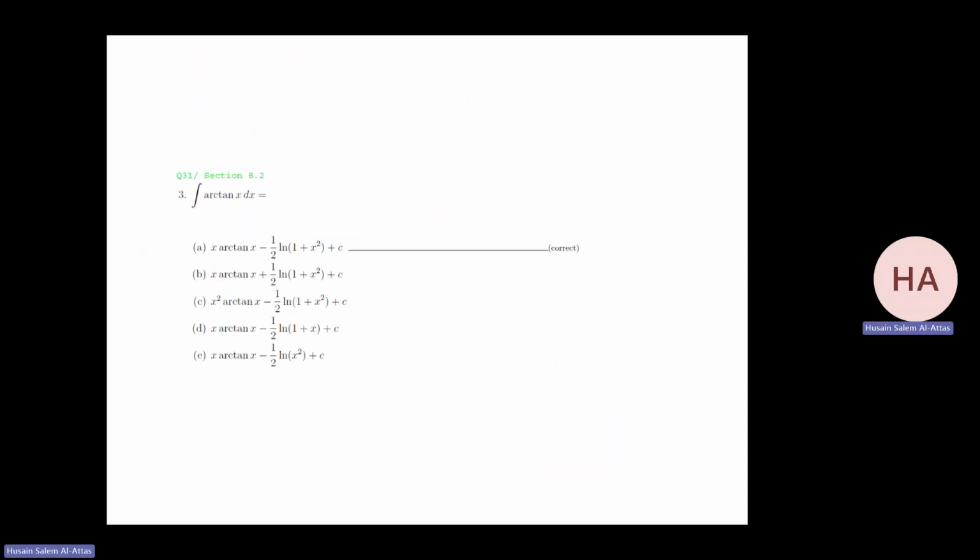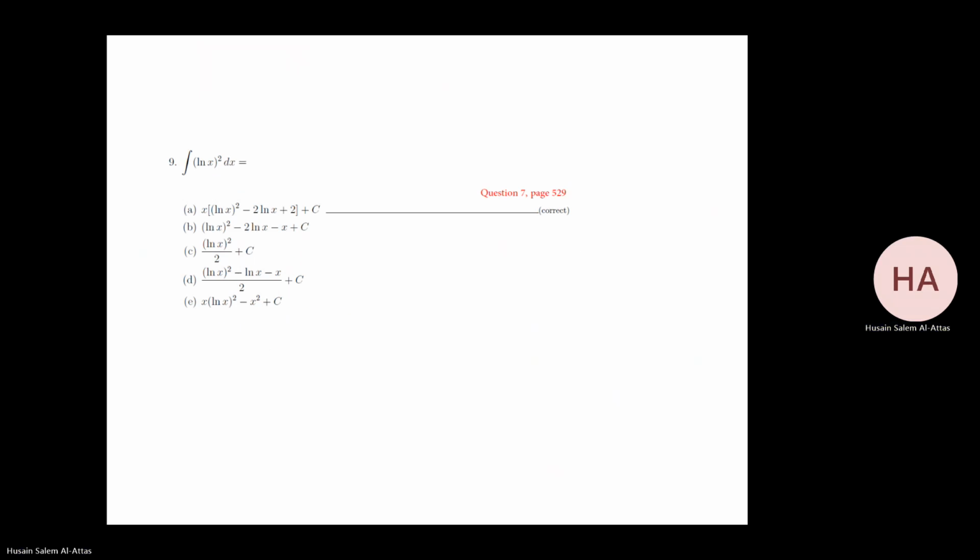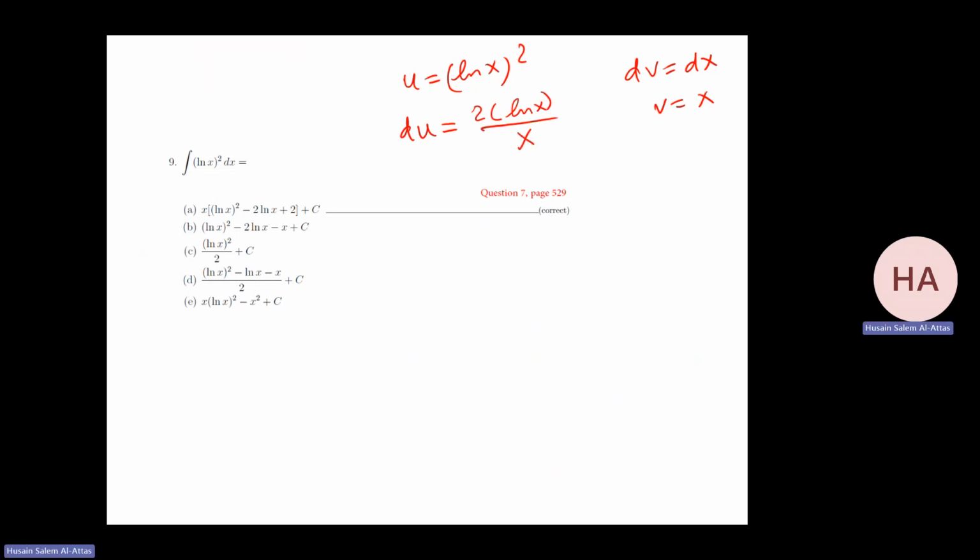Okay, integral of (ln x) squared. For sure I will let (ln x) squared be my u, and dv will be dx. So v will be x, du will be what? It will be 2 ln x over x dx. So this integral will be what? x times (ln x) squared minus 2 integral of ln x dx.